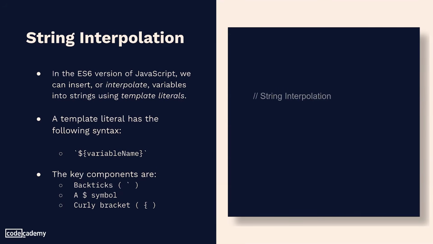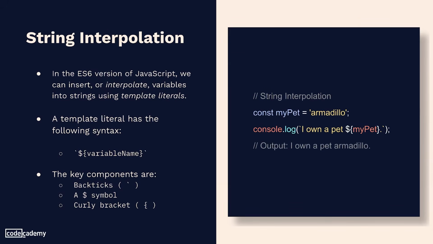Say, just like before, we have the same my pet string with the value of armadillo. Just like before, we also want to print out a string saying, I own a pet armadillo. We can accomplish this using string interpolation instead of using the plus operator like we did in the last exercise. It would look like this, and would produce an output just like before that says, I own a pet armadillo.